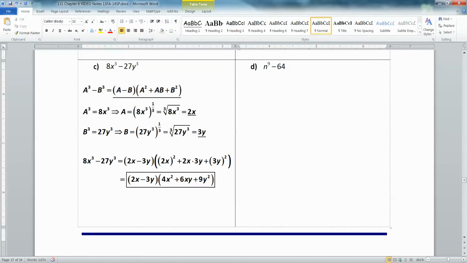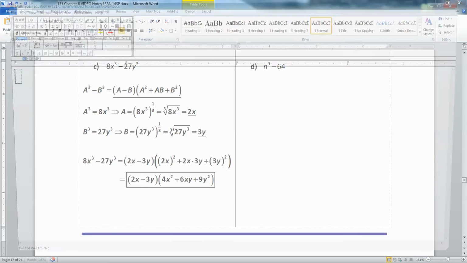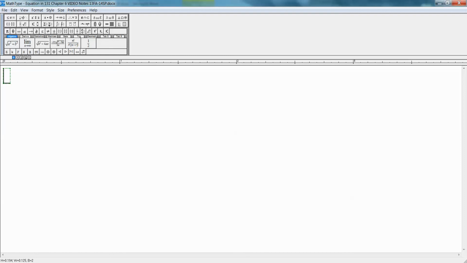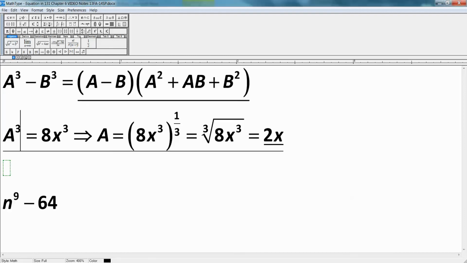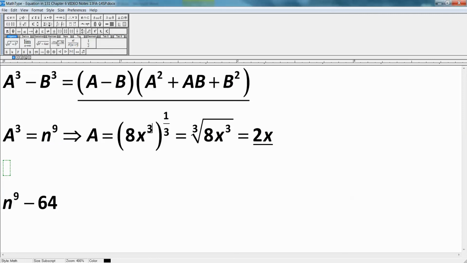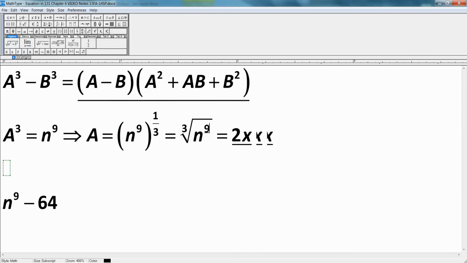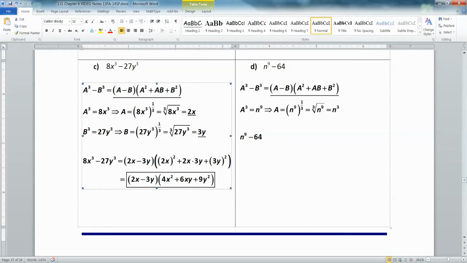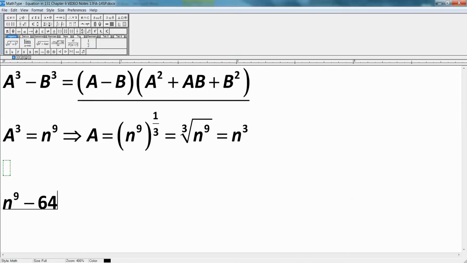All right, next. So we have n to the ninth, take away 64. All right, so hold on one second. Okay, for this one, we know that a cubed is equal to n to the ninth. So that must mean a is n to the ninth to the 1/3 power, which would be the third root of n to the ninth. And that would be n cubed. Correct? There we go.